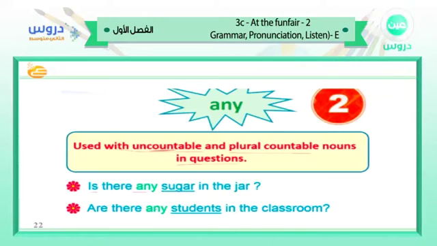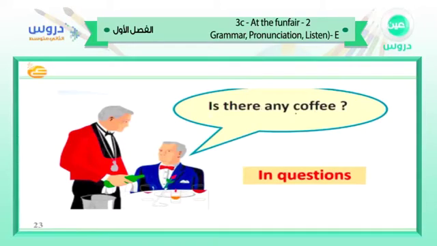Are there any students in the classroom? Big difference. Okay, we use any here. Don't offer something. Okay, another example. Is there any coffee? The customer is asking the waiter, and we use any, but in some example, the waiter is asking the customer, offering some coffee or some juice.